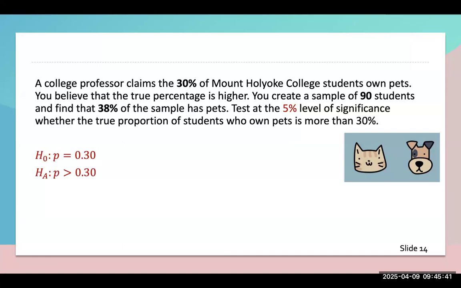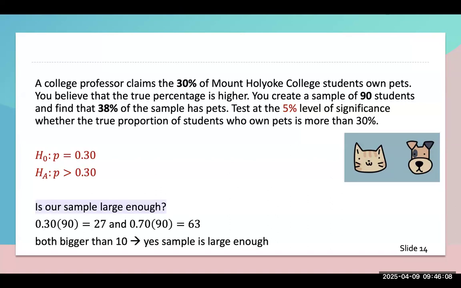And the next thing we need to do is figure out if we have a sufficiently large sample. So we're going to take the sample size of 90 and multiply by p, which is 0.3. And we're going to take the sample size and multiply by 1 minus p, and see if both of those numbers are bigger than or equal to 10. So the sample is large enough and we can continue.